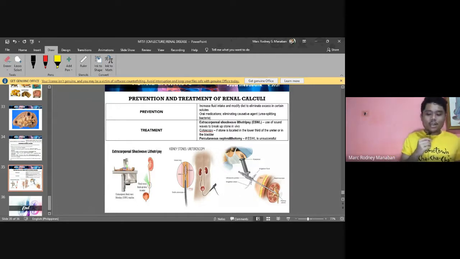Alright? And of course, oral medications, such as those that reduce calculi, sulfonamides, and you can also take diuretics or whatever the medications are. And of course, eliminating the causative agent, especially UTI. Those that cause UTI, the urea-splitting bacteria, to prevent staghorn calculi.